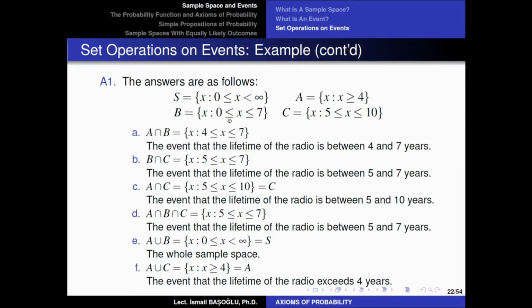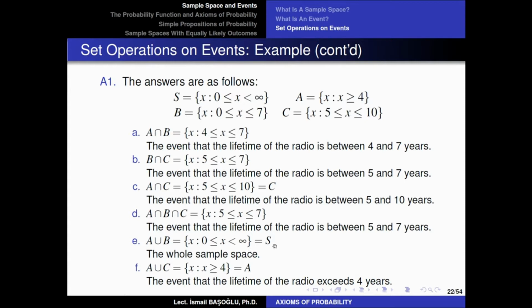What is A union B? Now remember, in the union operation, we need to provide all outcomes that are contained in either the first event or the second event or in both events. Now A is a ray starting from 4 until infinity, and B is an interval starting from 0 to 7. Therefore, the union of these two events is going to contain everything starting from 0 till infinity, which is going to give us the sample space. So A union B as an event is the whole sample space, which necessarily occurs, right?